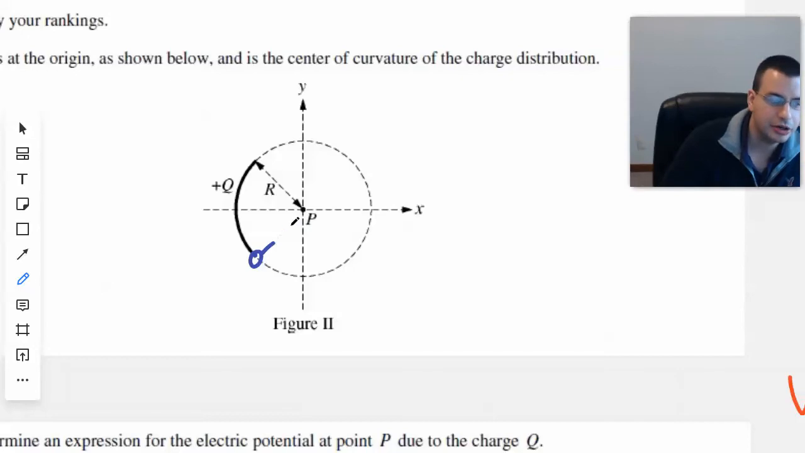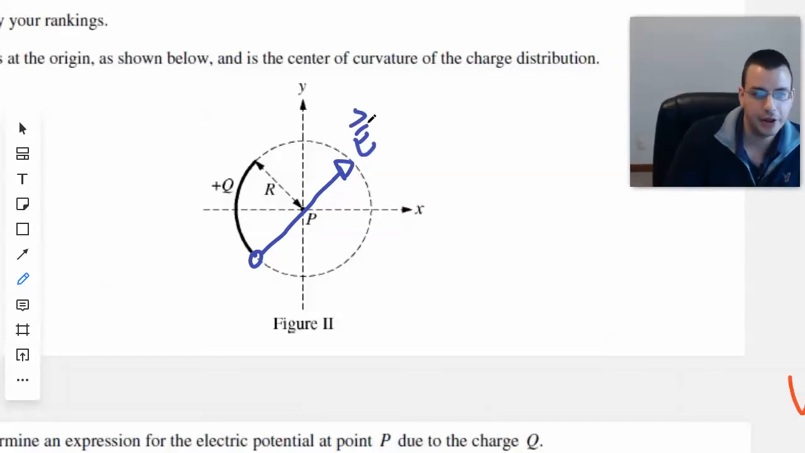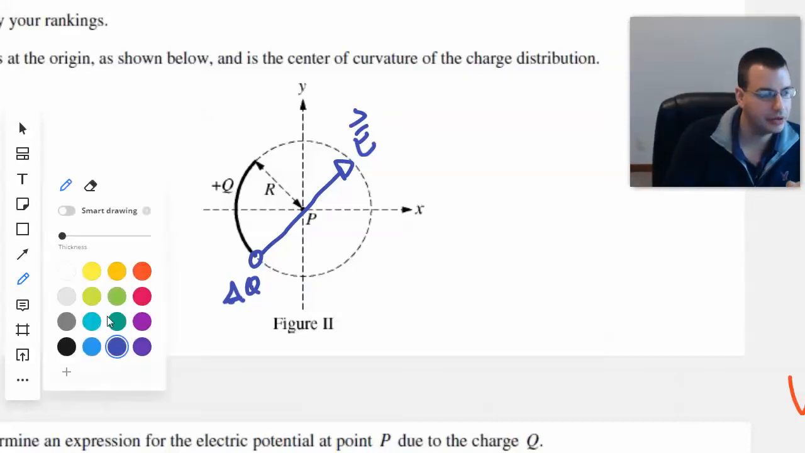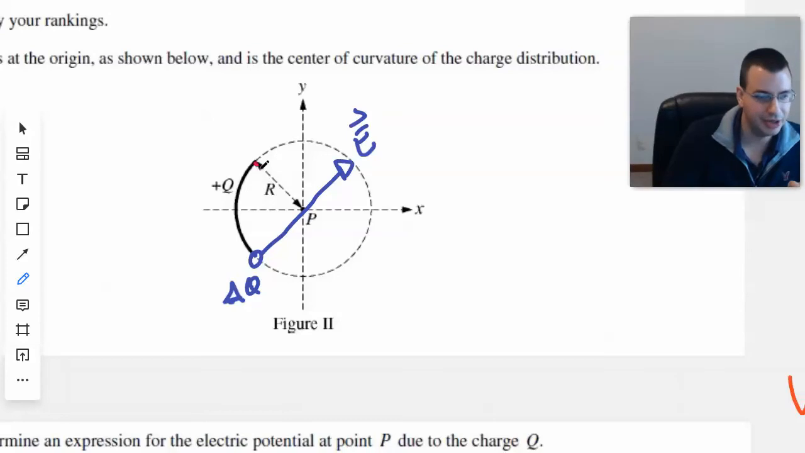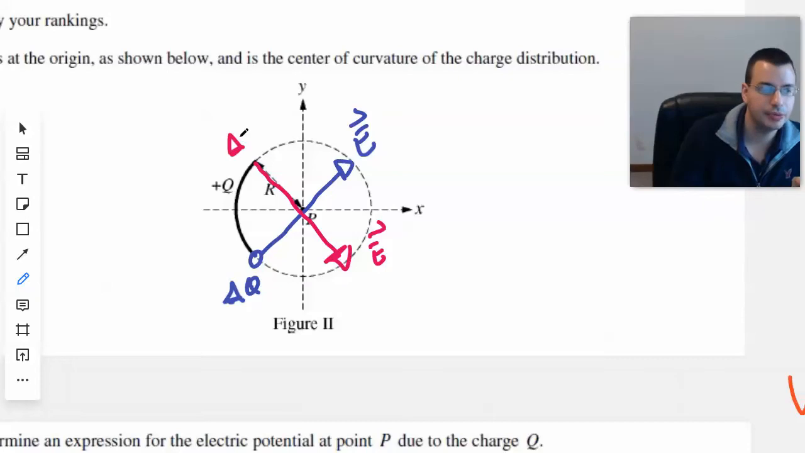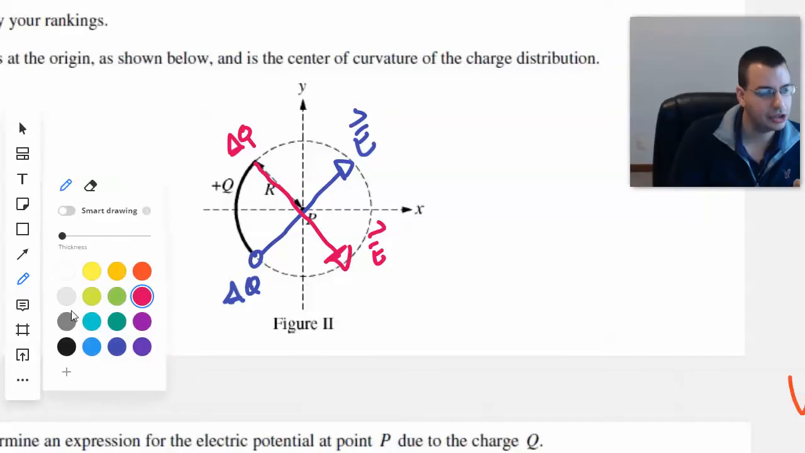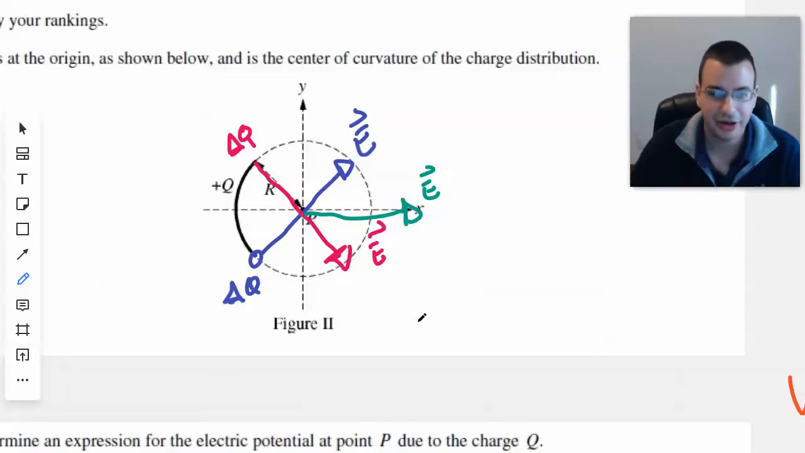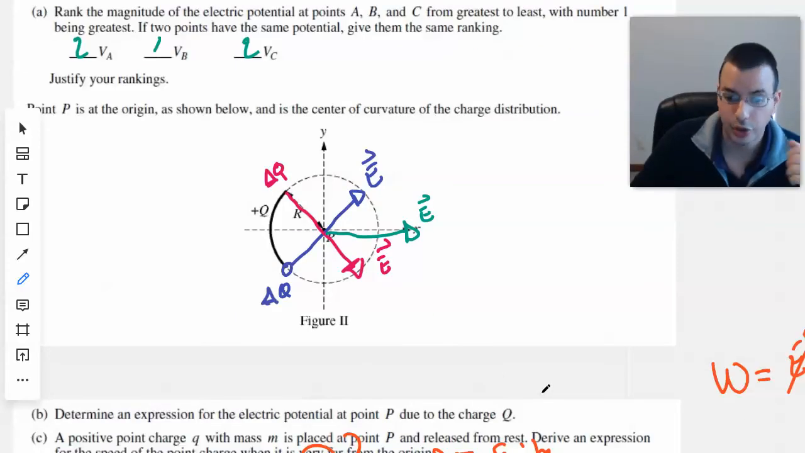So look at this point here. A little delta Q goes that way. Ooh, that's a surprisingly straight line. A little piece of delta Q creates an electric field going that way. That electric field from this delta Q goes that way, and the resultant electric field, green, goes this way. So they're all going to cancel out except for going to the right, horizontally.